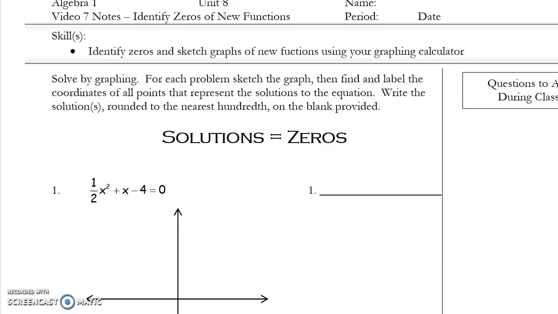Alright, in this last video for Unit 8, we are going to be identifying zeros and sketching graphs of any kind of random different function. So we're going back to our graphing calculator. Make sure you have that out at this point. If you don't, pause, grab your graphing calculator, and come on back.